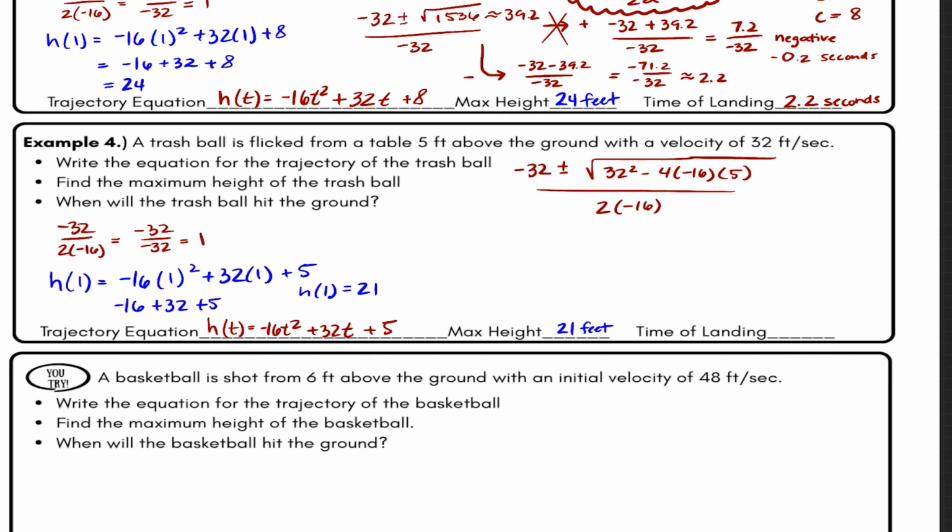Okay, so 32 squared. 32 squared is 1,024. And then again, we have two negatives getting multiplied here. It's going to result in a positive. So we got 4 times 16 times 5. That's 320. So add those together, we get the square root of 1,344, which is approximately 36.7.